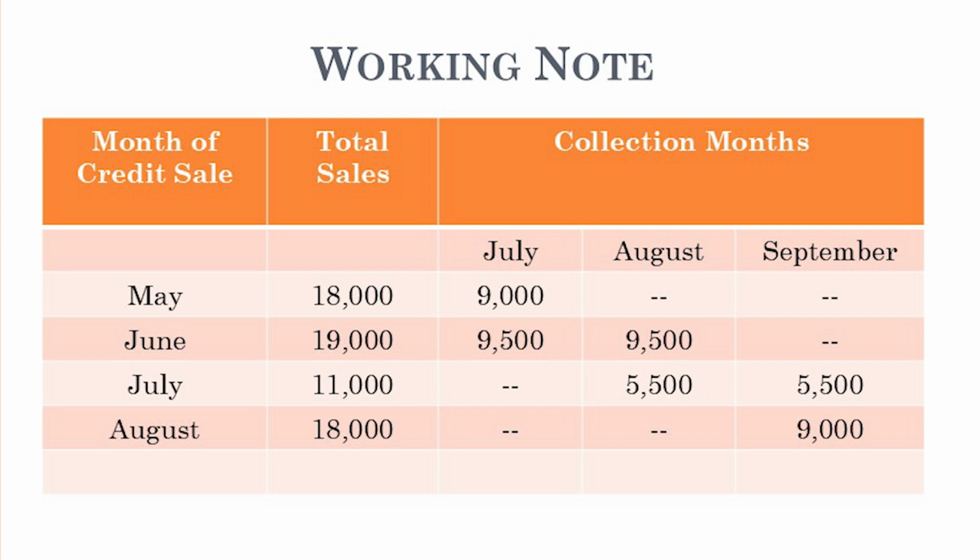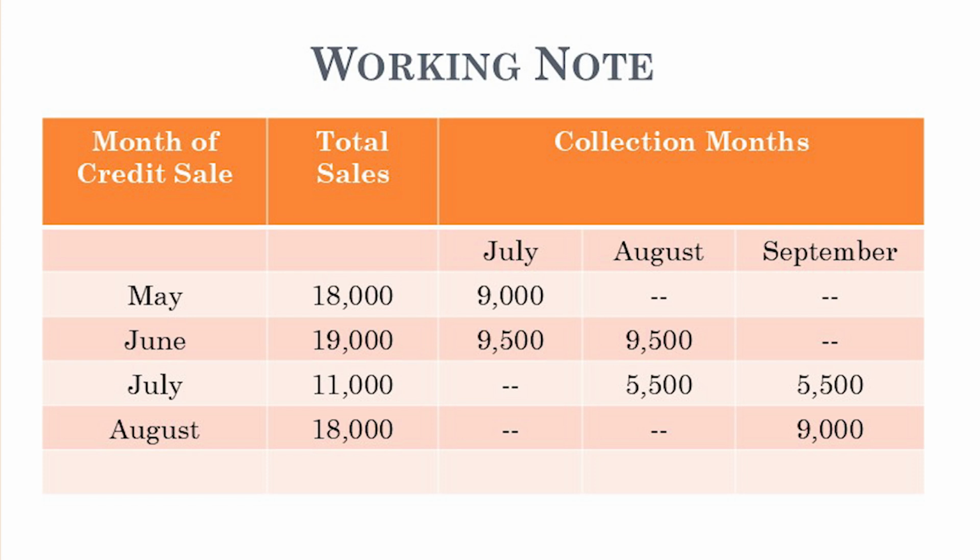Then when we come to June, the amount is given as 19,000. So June amount will be realized in July and August. So 19,000 half, that is 9,500 in the month of July and the remaining 9,500 in the month of August. Half of 19,000, and in September nil.